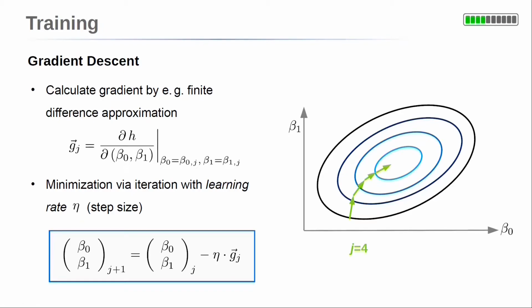The corresponding iterative equation is displayed on the lower left. A new point j plus 1 in parameter space for beta 0 and beta 1 is the previous point j minus eta times the gradient at this point. The parameter eta scales the gradient. This determines the step size for the gradient-based minimization.